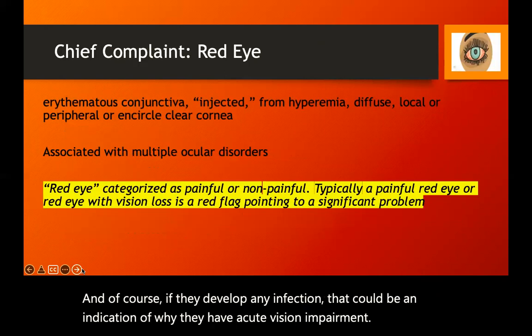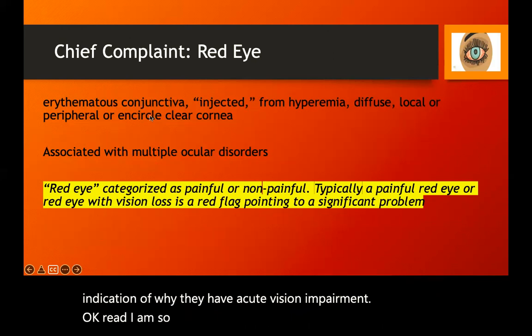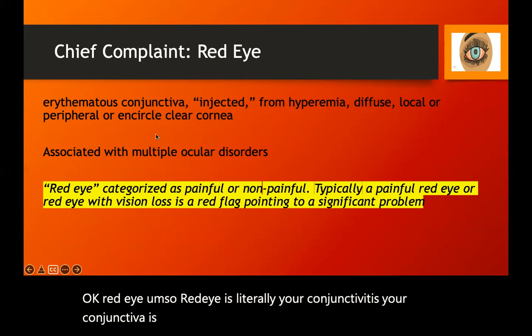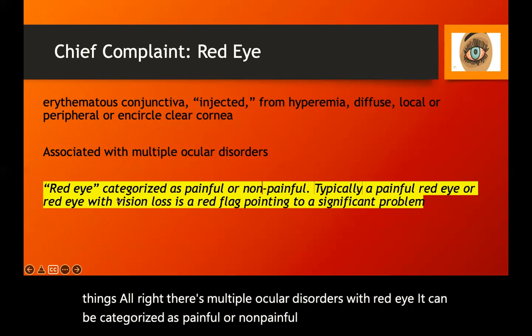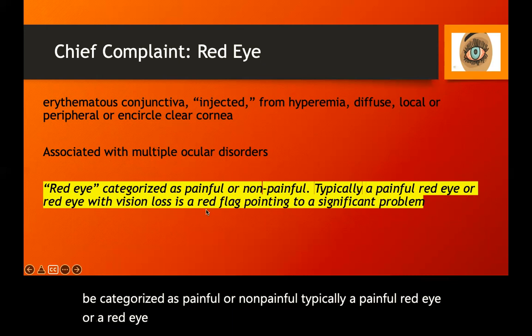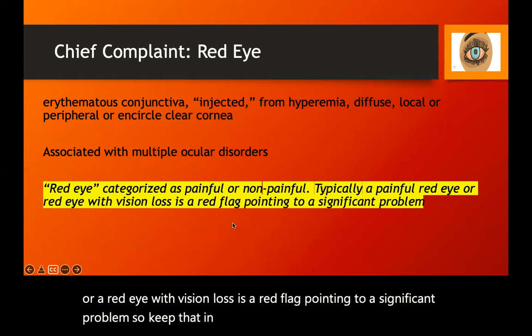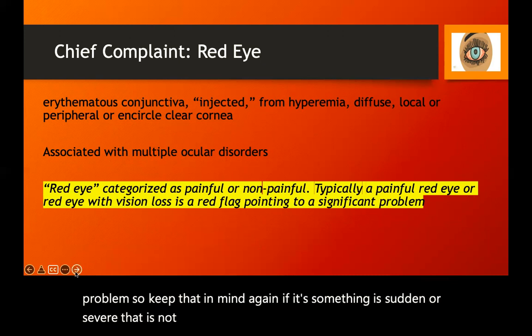Okay, red eye. Red eye is literally your conjunctivitis. Your conjunctiva is red, and it could be from a couple of different things. There are multiple ocular disorders with red eye. It can be categorized as painful or non-painful. Typically, a painful red eye or a red eye with vision loss is a red flag pointing to a significant problem. So keep that in mind. If something is sudden or severe, that is not a good sign. They need emergency help.